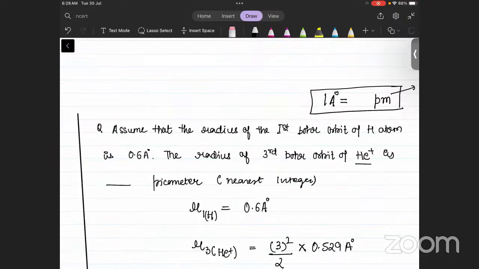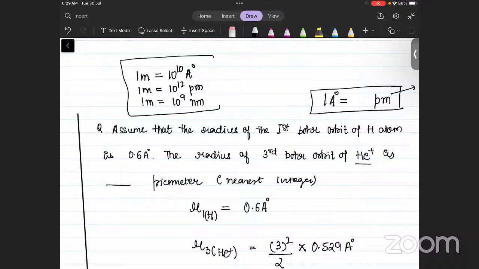1 angstrom, or let's write it like this: 1 meter is equal to 10 raised to the power 10 angstrom, and 1 meter is equal to 10 raised to the power 12 picometer. 1 meter is equal to 10 raised to the power 9 nanometer. Now, I don't want in any class after this that you must ask me this. Note this down and tell me how many picometer are there in 1 angstrom.